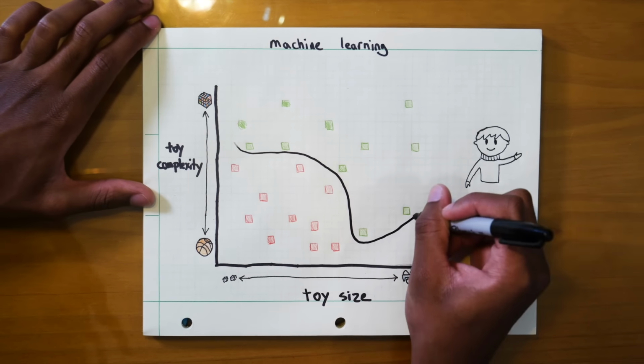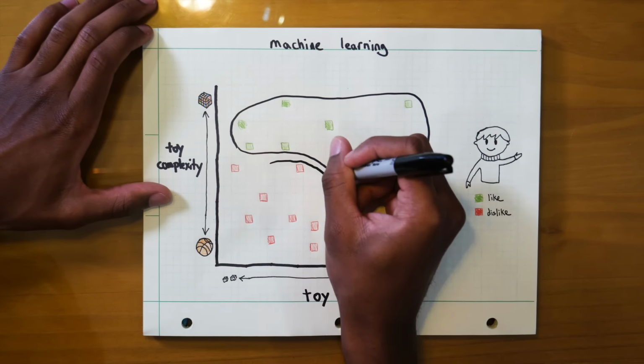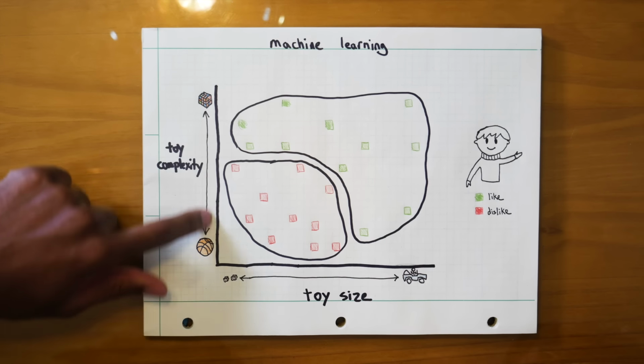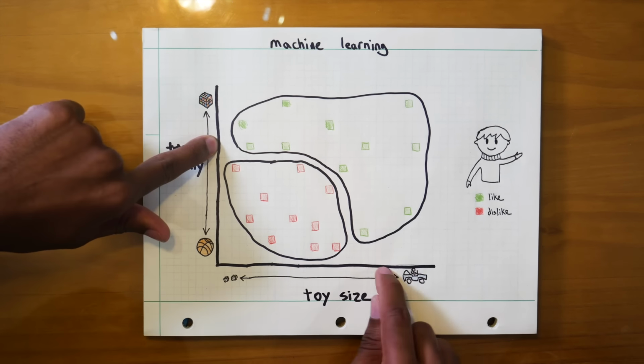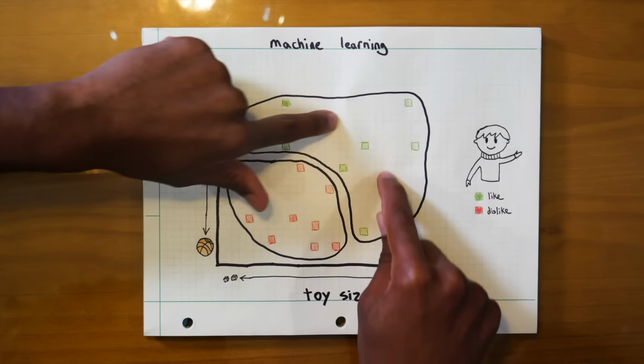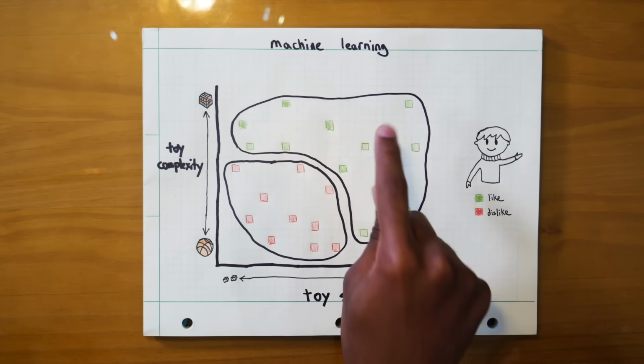So generally, he likes toys that are big and complicated, but does not like toys that are small and simple. And so, by looking at his past preferences, we can make really good predictions for the future. If you show little Timmy here a toy that is this complicated and this big, we're confident that he'll like it before we even show it to him because it is inside the like boundary.